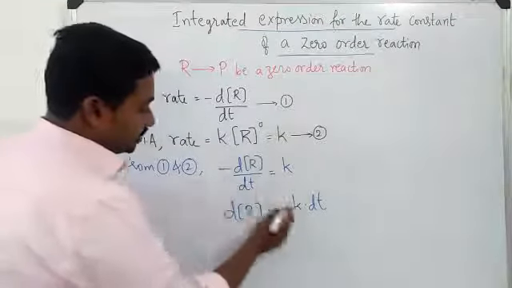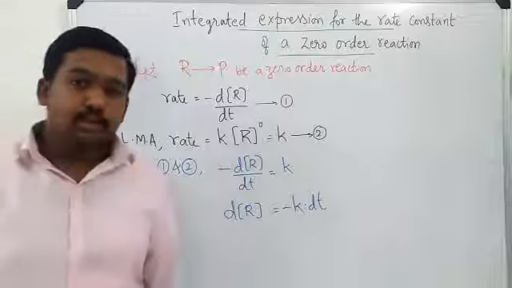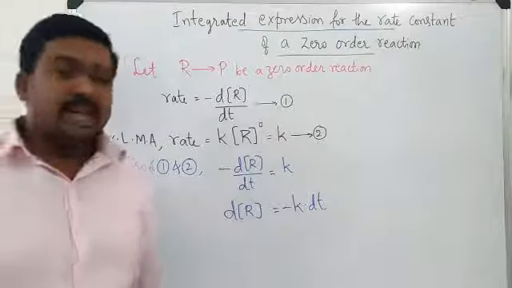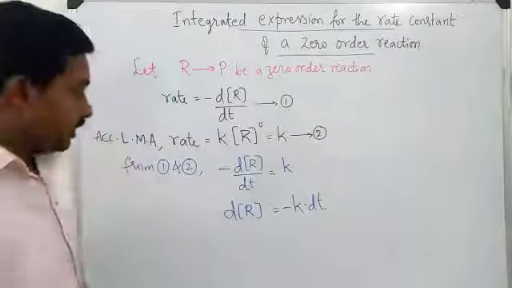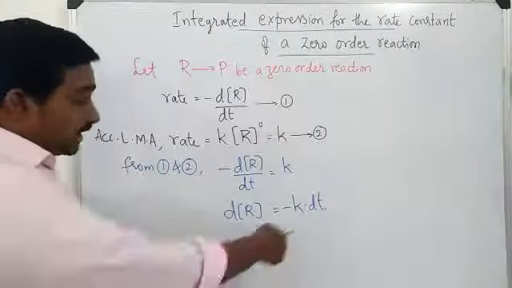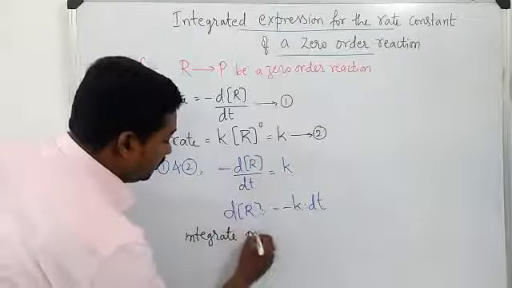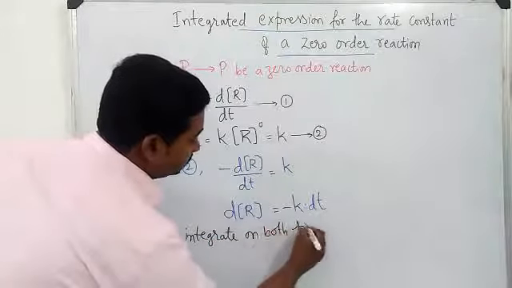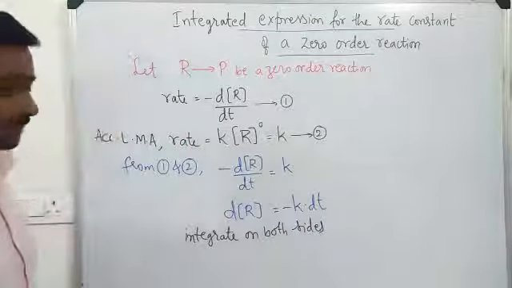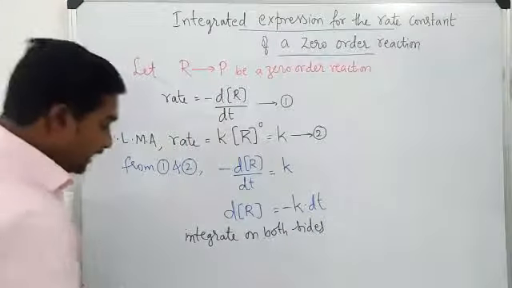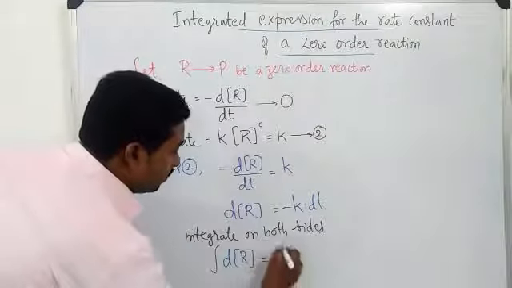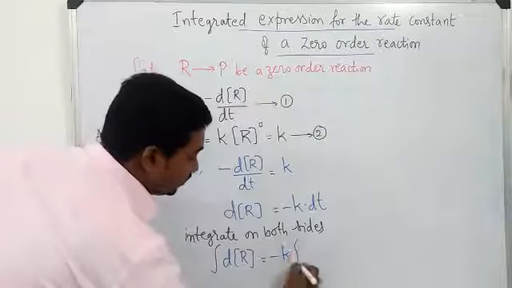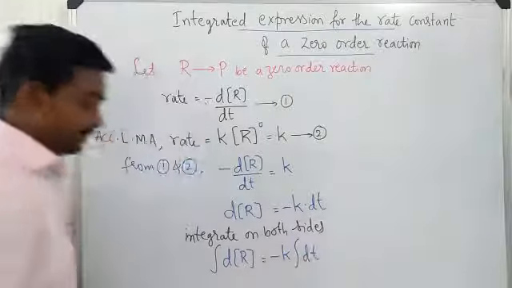Alright. Now cross multiply this dt to RHS, you will get d of R equals K into dt. Also I will send this minus to RHS, so minus K into dt, where this small letter K indicates the rate constant of this zero order reaction. Alright. Now we have to integrate this expression, so I say integrate on both sides. So what do we get? The integration of d of R equals minus K, this is a constant, so integration of dt.